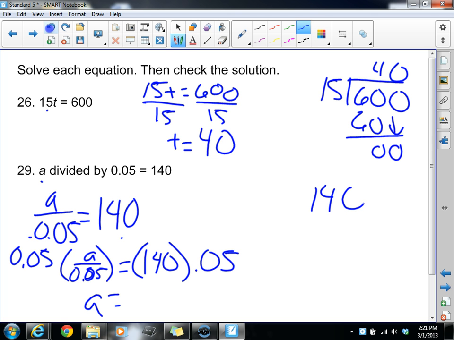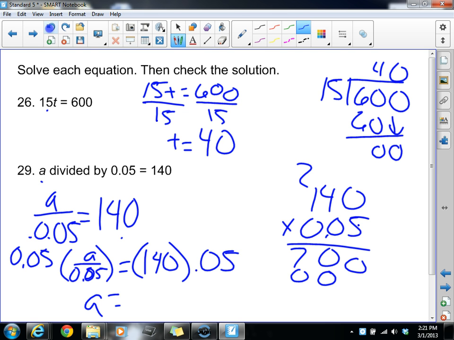So 140 times 5 is 700, with 2 decimal places. So right there, my answer is A equals 7. Okay? So that is equations with multiplying and dividing.